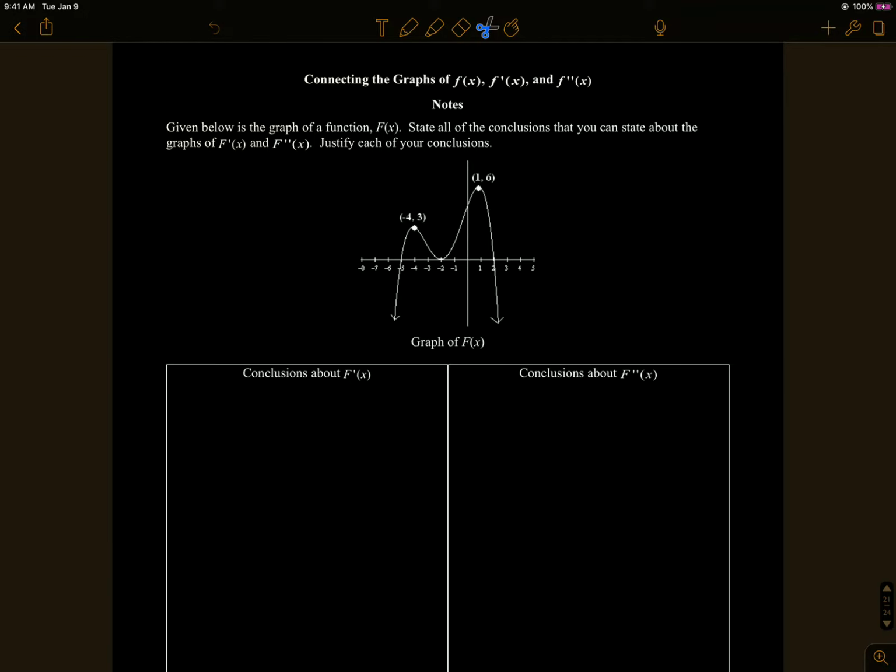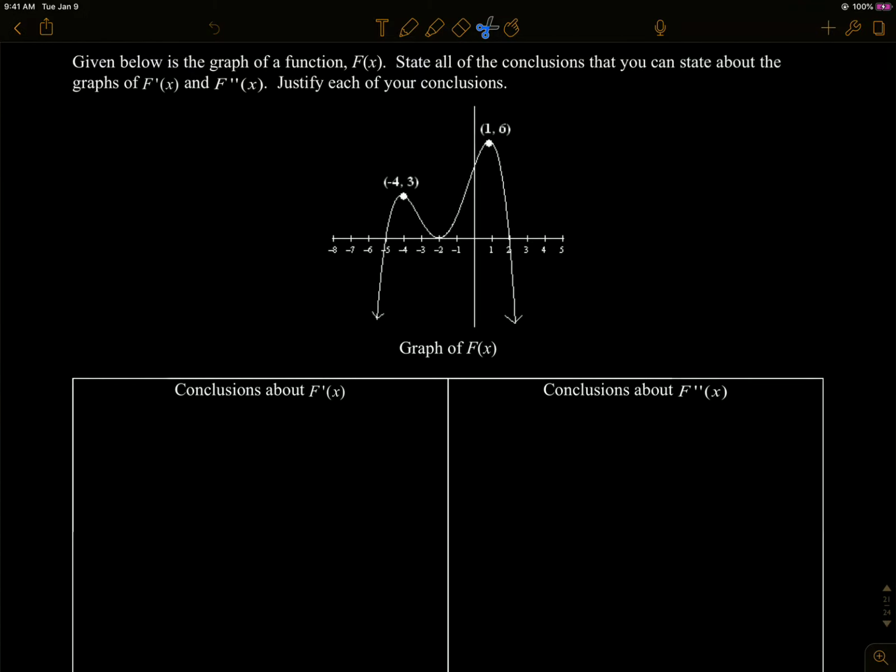So now we're going to summarize all this stuff we've been talking about with the graphs between f and f prime and f double prime. On this one, we're looking at the graph of f, and this is a polynomial. It's degree 4 because it's got 3 terms. The end behavior is the same, so it's going down on both sides. So that's how I know the degree is even.